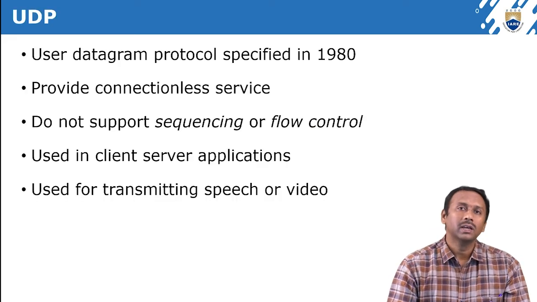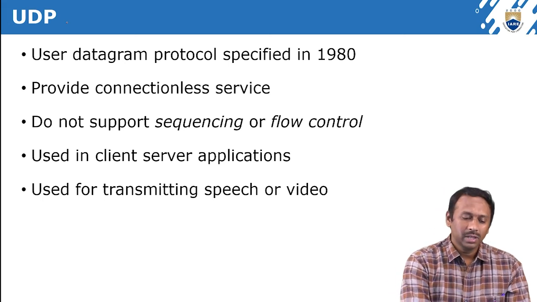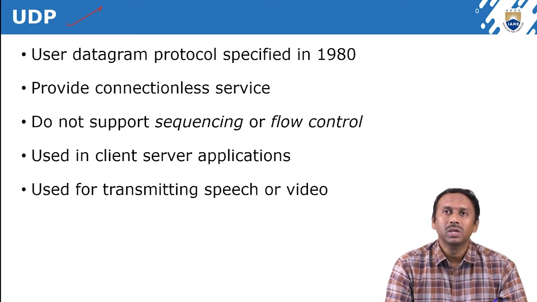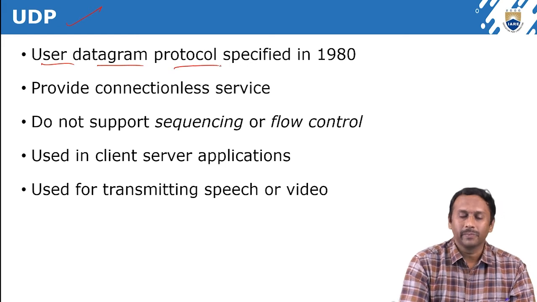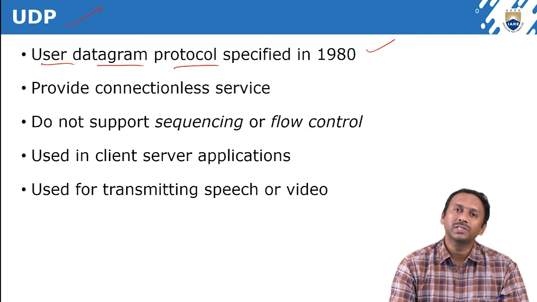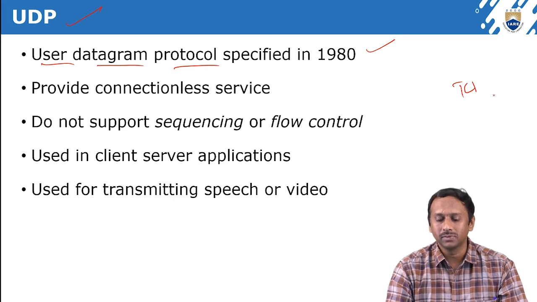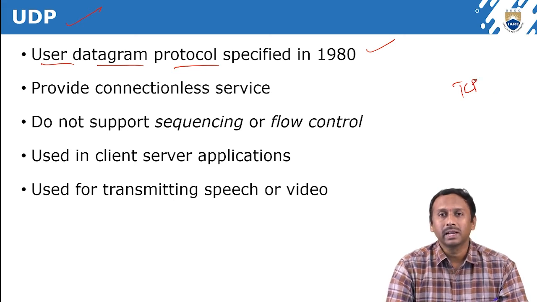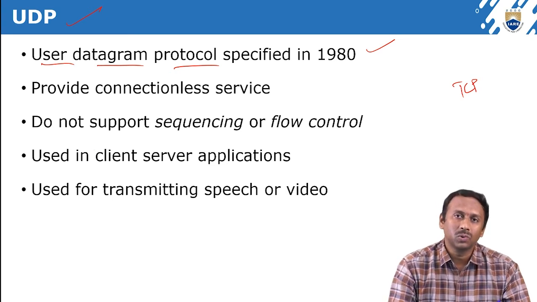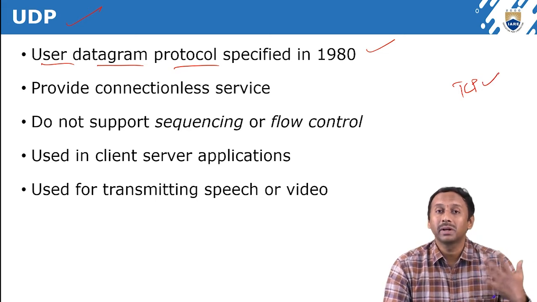Now we will see UDP. TCP is over for now in the transport layer, and now we will discuss UDP. UDP stands for User Datagram Protocol, which was specified in the year 1980. It provides a connectionless service. TCP is a connection oriented service, and UDP is a connectionless service. It does not support sequencing or flow control, isn't it? In TCP, as I said, there are sequence numbers and acknowledgements.